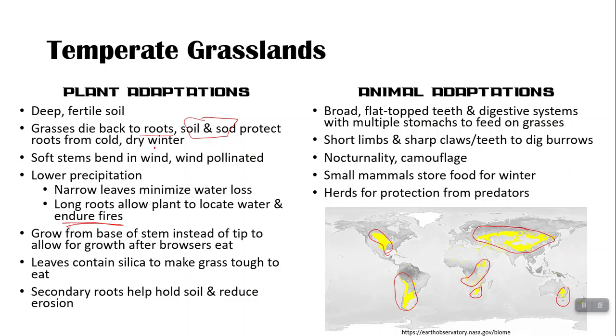Grasslands tend to not have a ton of hills. They don't have a ton of trees, so there's nothing to really block the wind. So grass stems are very flexible, so that way when there's a strong wind blowing, they don't break. They've also adapted to be wind pollinated as well. There's a lot of wind there. Why not use it to pollinate the plants? Since they have lower precipitation, they tend to have narrow leaves to minimize their water loss.